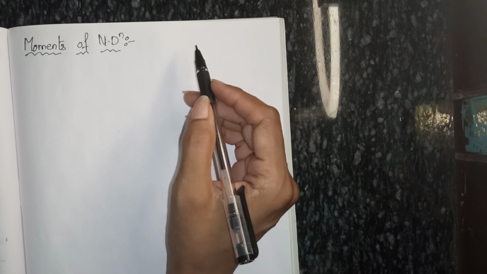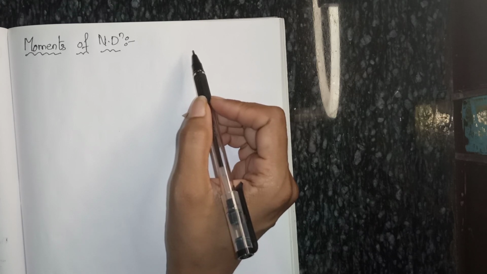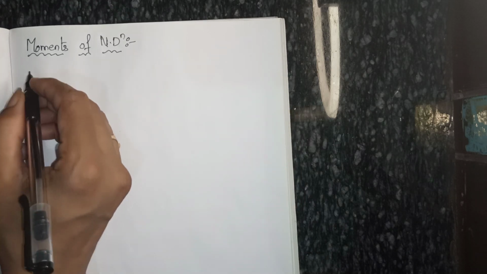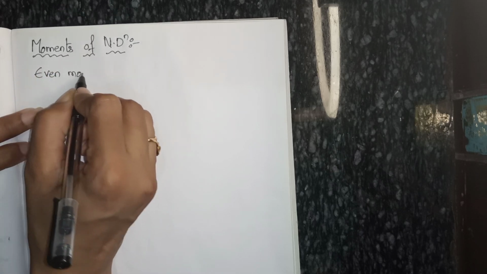In other distributions we did mu1, mu2, mu3, mu4 like that. But in normal distribution we don't do like that. We'll do even moments and odd moments. We'll separate them. Okay. So first we'll do even moments.